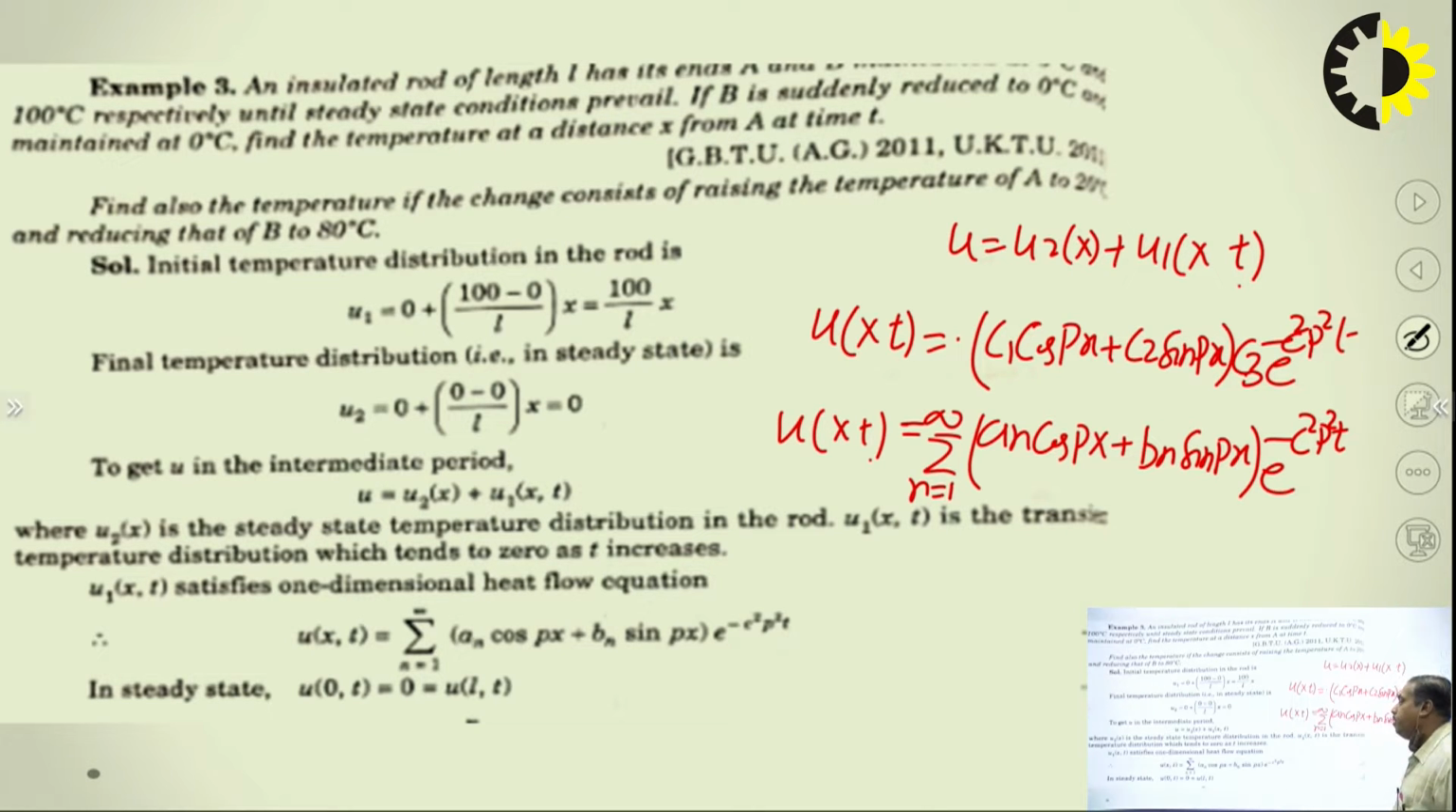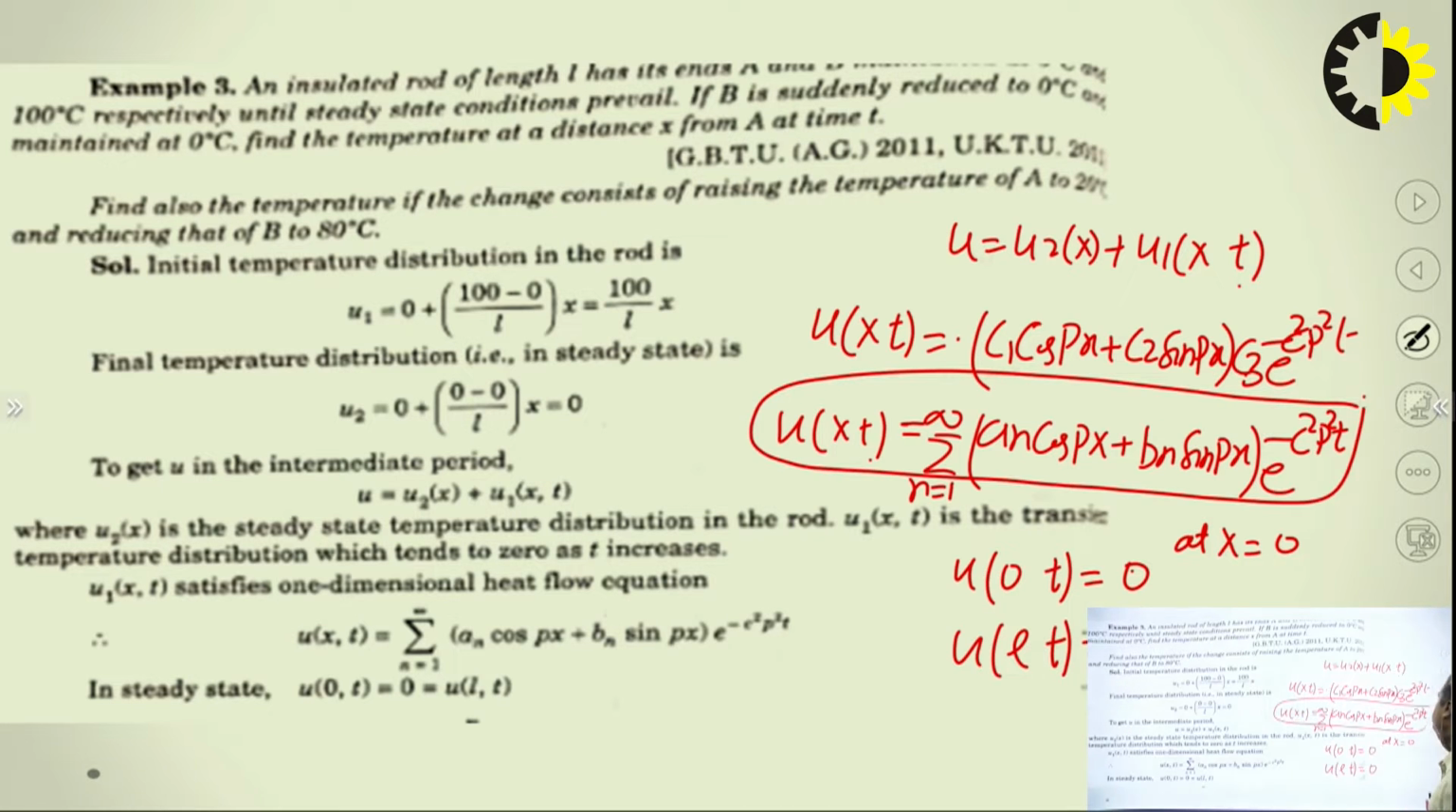The bar is to be in steady state. The initial temperature is U(x,0) equal to 0, and at x equal to 0, U(0,t) is equal to 0, and also U(L,t) is equal to 0. That means the appropriate solution is U(x,t) equal to an cos px plus bn sin px, times e to the power minus c square p square t. There were three constants C1, C2 and C3, and we have changed them into two constants, only an and bn, by merging them.